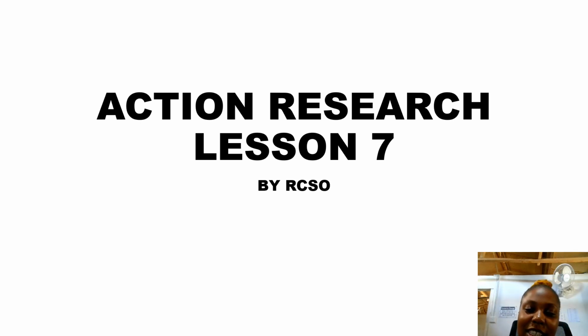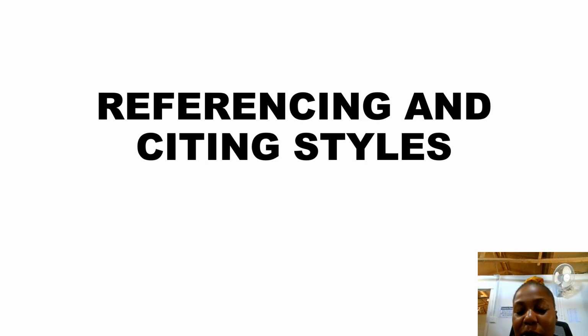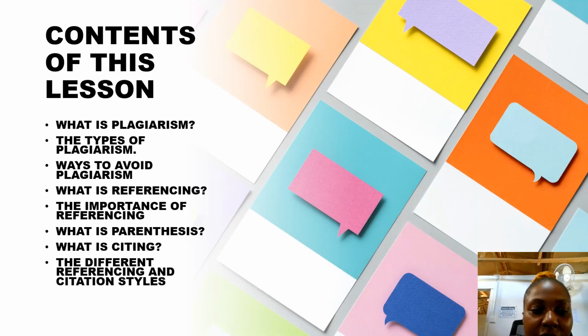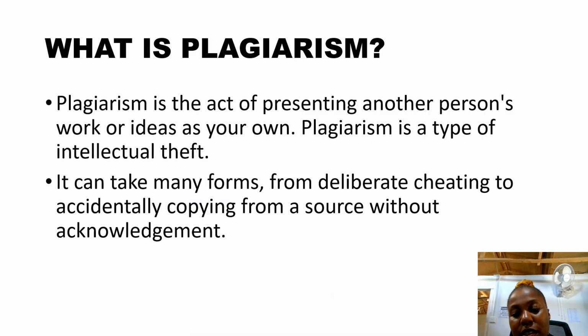Okay, welcome to Action Research lesson number 7. In this lesson, we're going to talk about referencing and citing styles. We're going to start by describing plagiarism, the types of plagiarism, the ways to avoid plagiarism, what is referencing, the importance of referencing, parenthesis, citing, and the different referencing and citation styles.